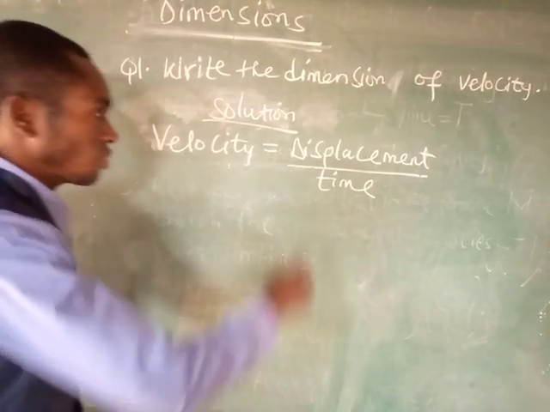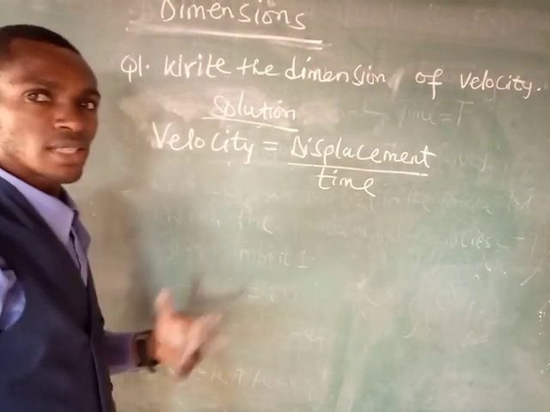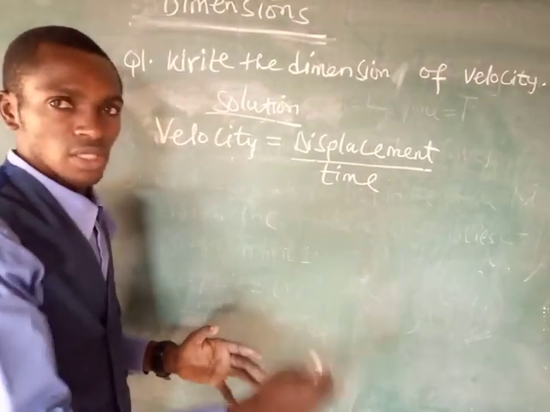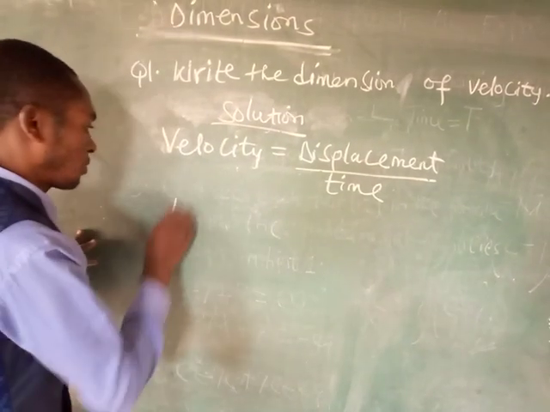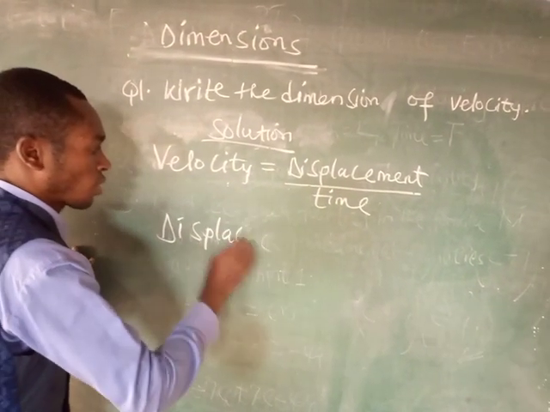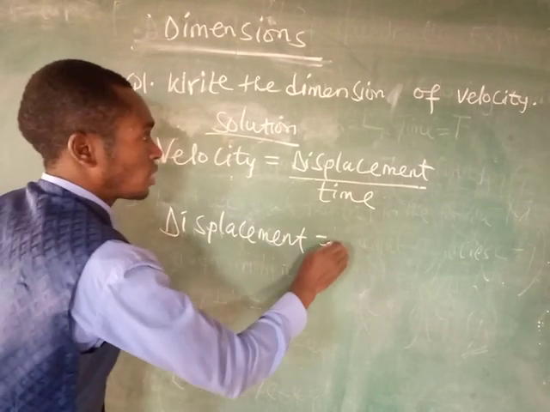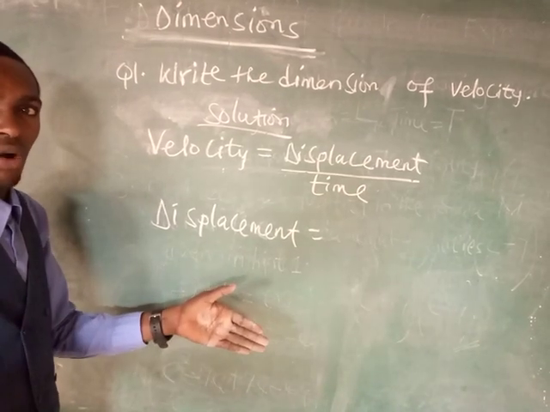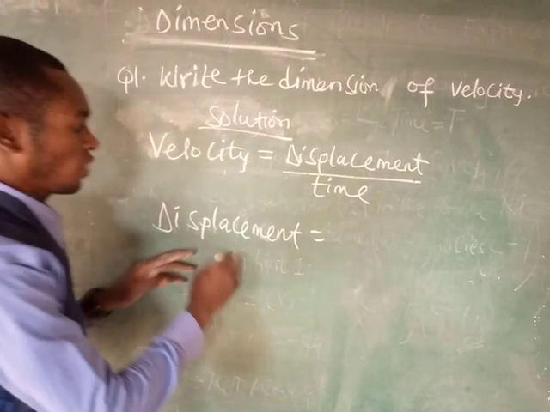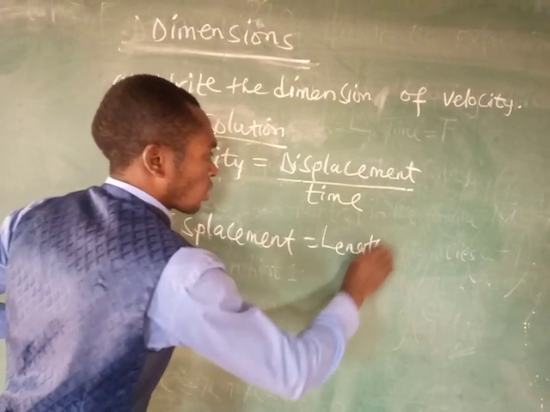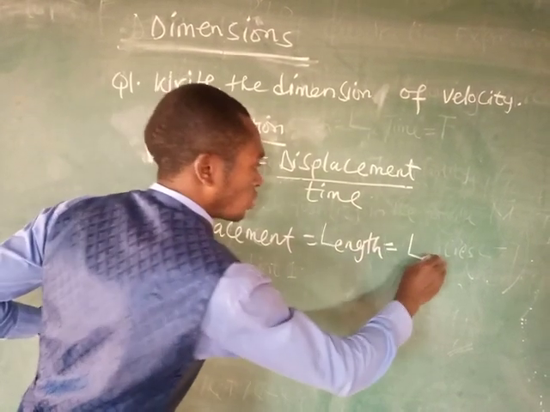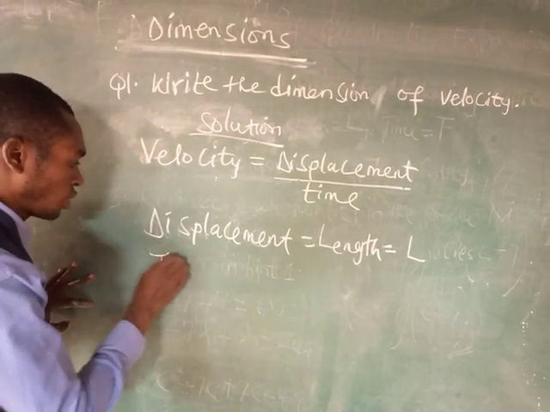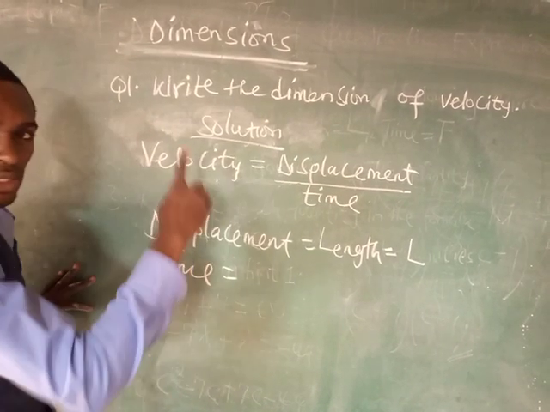Displacement over time. And you know displacement is the same thing as distance. That is distance in a specified direction. And displacement, since it is distance, will be the same thing as length. There's a length of space you are covering when we talk about displacement. And so if displacement is the same thing as length, then that means we're representing this using the letter L. Don't forget that. Then the next thing, time, which we said is T.